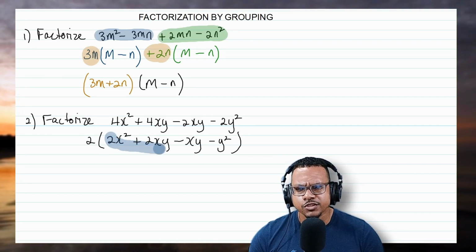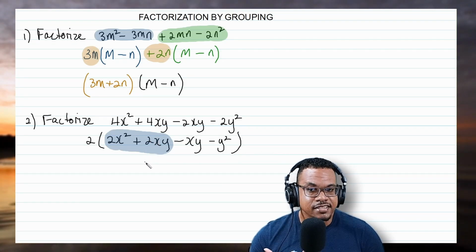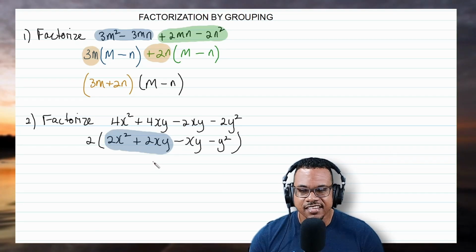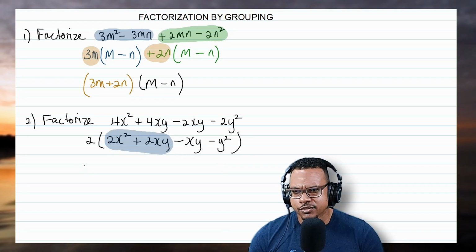So we're going to check now. So I'm going to look at the first 2 and ask myself, do I have anything common between the first 2? And I'm seeing 2 and I'm seeing x squared and x. So that tells me 2x is common between the first 2 terms, and 2x is the highest thing that could go into both of them. So I'm going to write this 2 out here, open brackets.